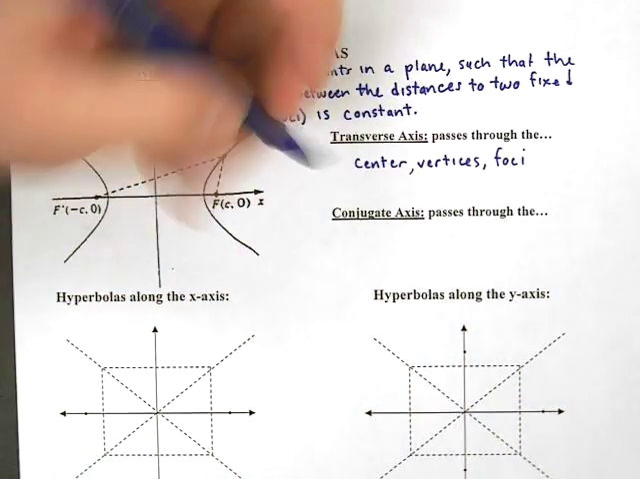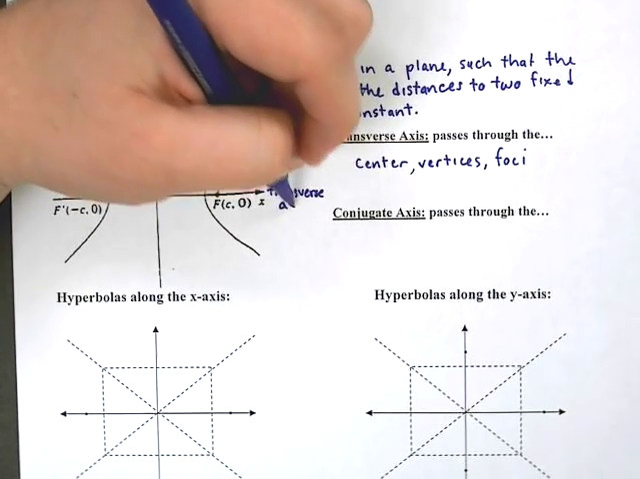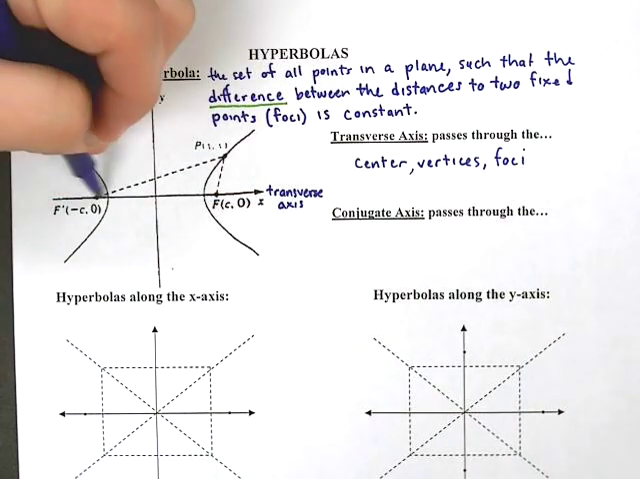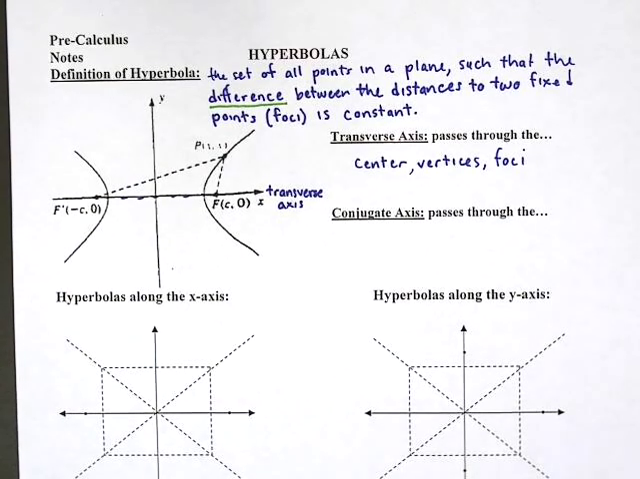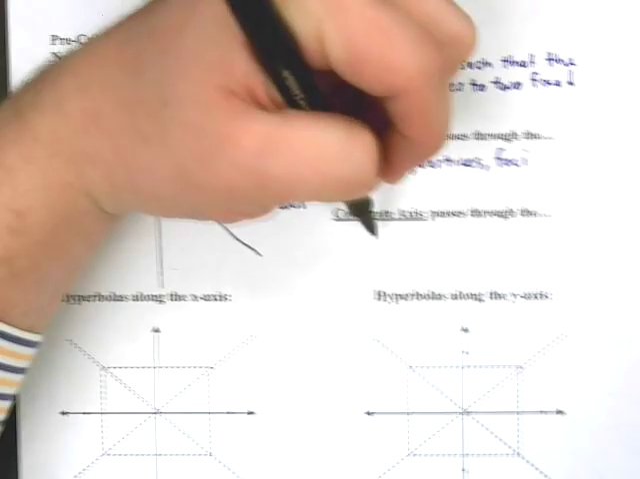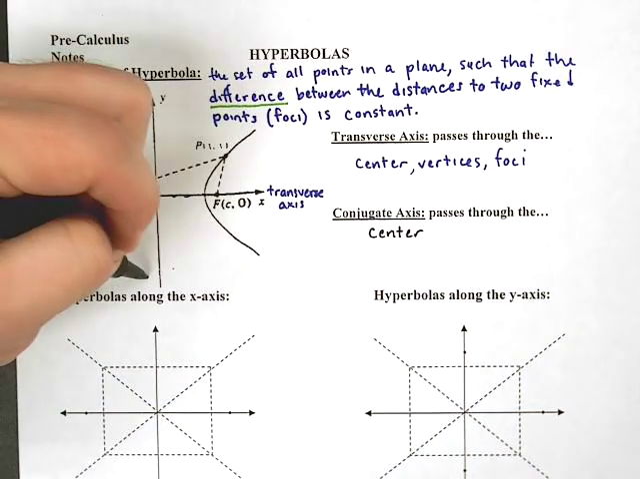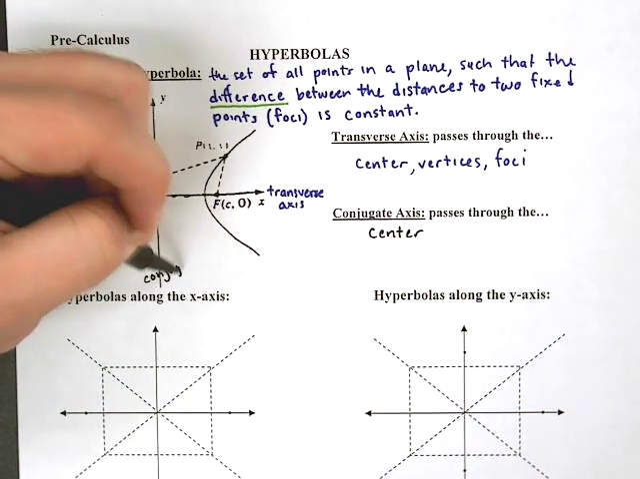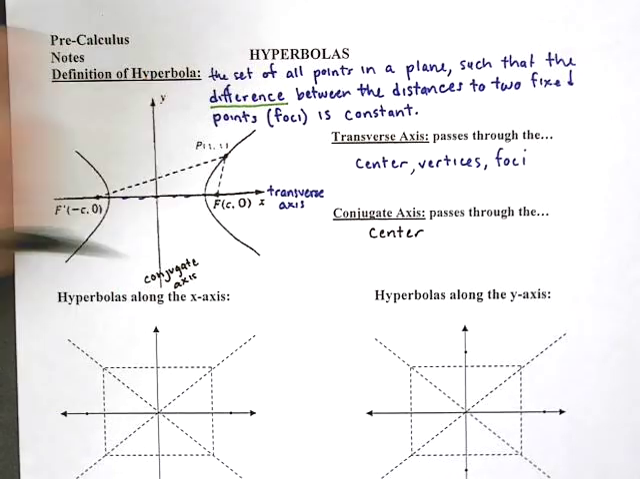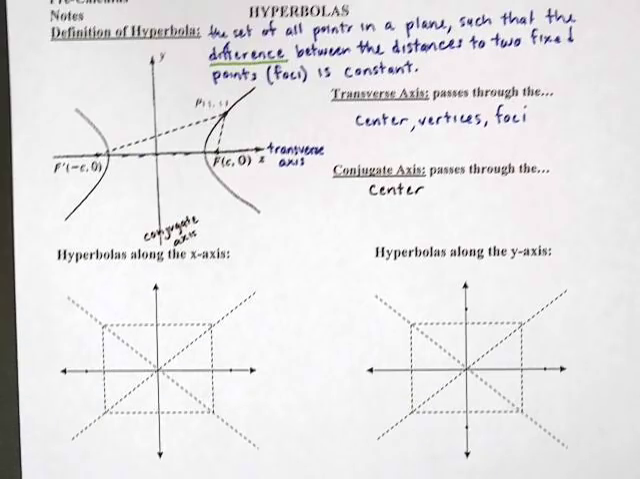So this would be our transverse axis right here, and hopefully you can see it's because all of this stuff is on that line, the x-axis in this case. Now the conjugate axis is the other one. The only thing that goes through it that we care about is the center. In this case it's the y-axis. This would be our conjugate axis.